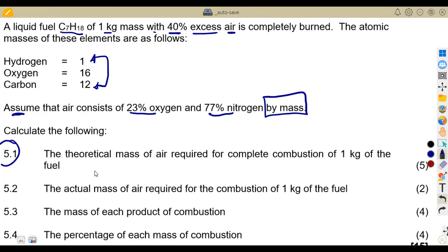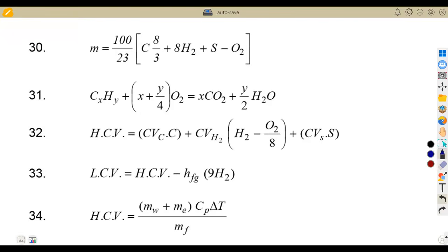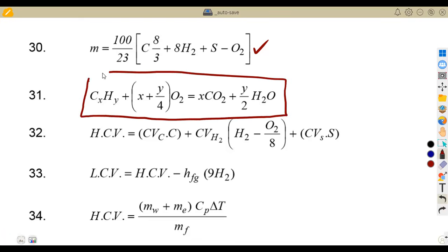The question 5.1 was to find the theoretical mass of air required for complete combustion of 1 kg of the fuel. We are dealing with the theoretical mass. I want you to check your formula sheet so that we can be together. The first formula we talked about was for where you are not dealing with hydrocarbons. There you can see sulfur being there. When we are dealing with hydrocarbons, this is the formula that we are going to use in order to obtain the theoretical mass of air in this case.